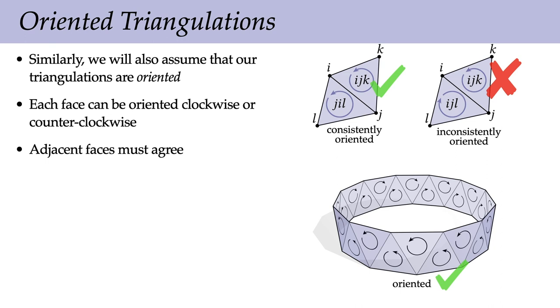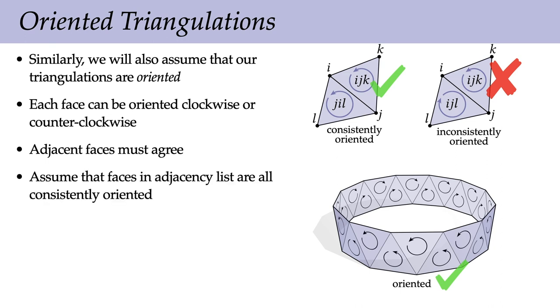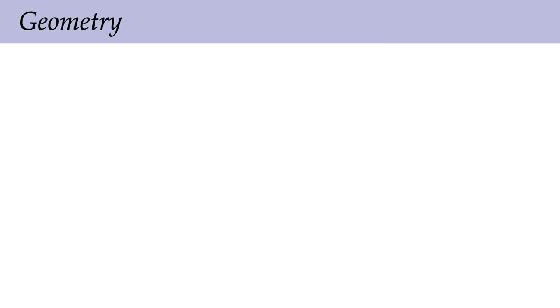For most of this course, we will assume that our triangulations are oriented, and in particular when we use face-vertex adjacency lists, we will generally assume that the vertices are listed in order. These assumptions, that our mesh is manifold and oriented, are pretty helpful when designing algorithms and traversing meshes, but later on in the course, Nick will talk about how we can use intrinsic triangulations even when these assumptions do not hold. Now, I'll talk a bit about the geometry of meshes.